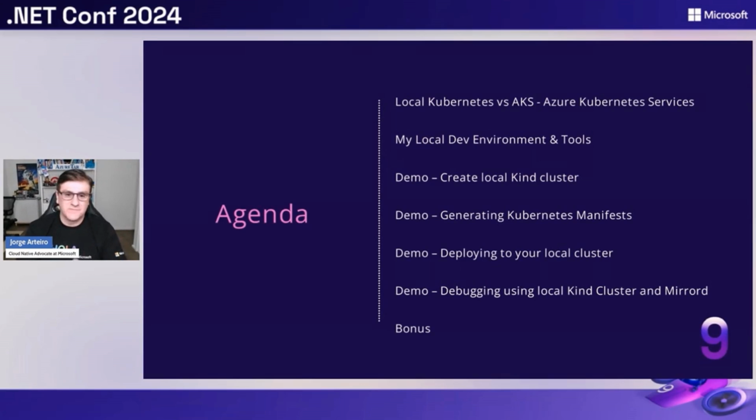Then we have a few demos. I don't have too many slides. We'll be pretty much hands-on, and we're going to deep dive on the content and on the demos, looking at how to create a cluster using Kind. That's a project inside the Kubernetes project. You can create a lightweight cluster on your machine, and you can see how we can generate the Kubernetes manifest files, the YAML files, to deploy on Kubernetes. That's the only way that you can deploy on Kubernetes. And also, how can we deploy to this local cluster? And then a surprise: you get to debug your local cluster.